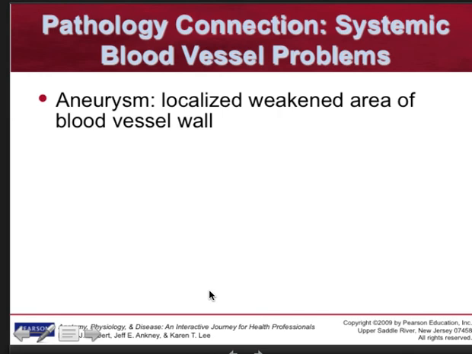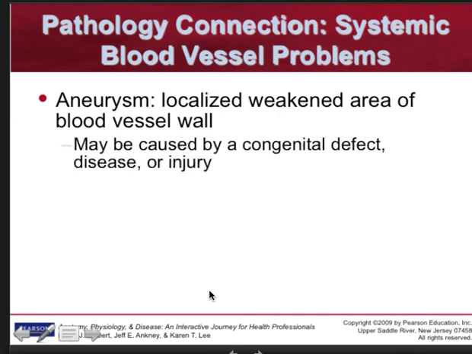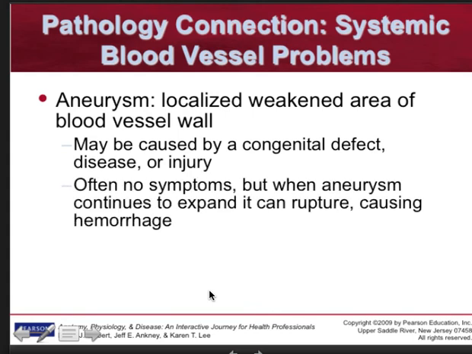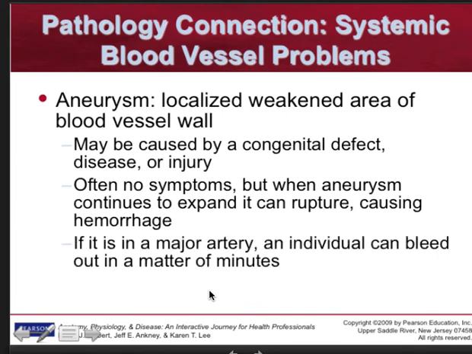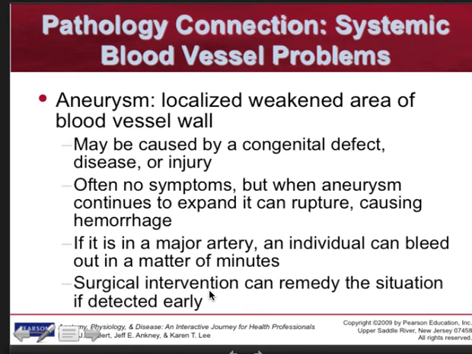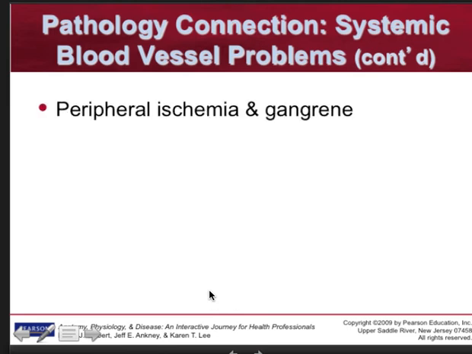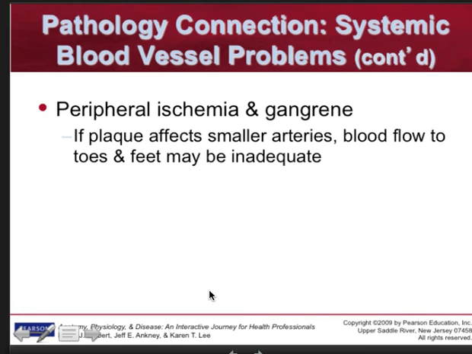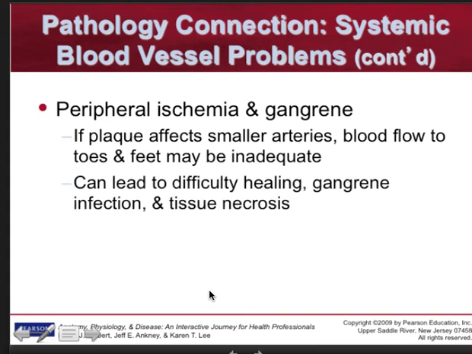An aneurysm is a localized weak area in a blood vessel. It can be caused by a congenital defect, disease, or an injury. It's often asymptomatic, but it can rupture, and this can cause internal hemorrhaging. If it's a major artery, the individual can bleed out in a matter of minutes. Usually surgical intervention can fix the situation if you detect it quickly. There's also peripheral ischemia and gangrene. Ischemia is basically loss of blood flow to the area. If plaque affects smaller arteries, blood flow to the toes and feet may be inadequate, and it can lead to difficulty in healing, gangrene infection, and tissue necrosis.